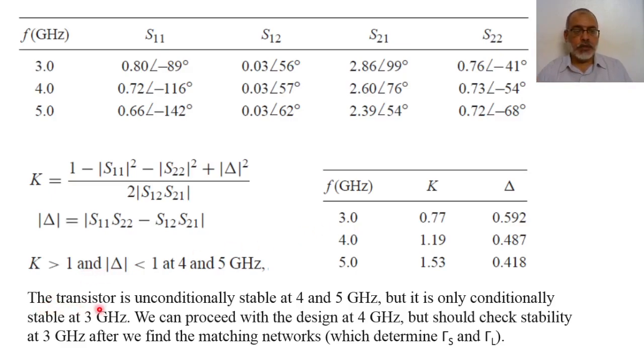So we say that the transistor is unconditionally stable at 4 GHz and 5 GHz, but is only conditionally stable at 3 GHz. So we can proceed with the design at 4 GHz, but we should check stability at 3 GHz after we find the matching, which determines the values of gamma source and gamma load, to see if they lie in the stable region or not. If they are not in the stable region, it means that our design is completely wrong. Alright?